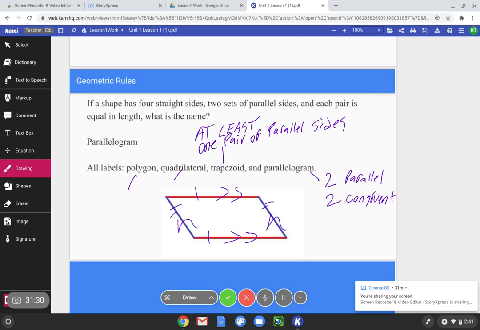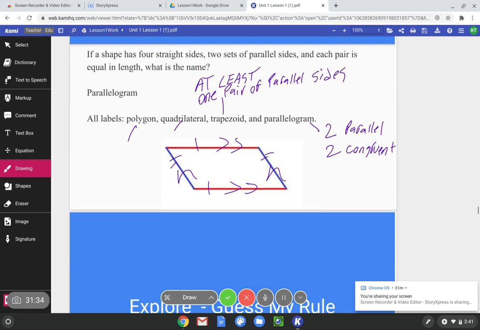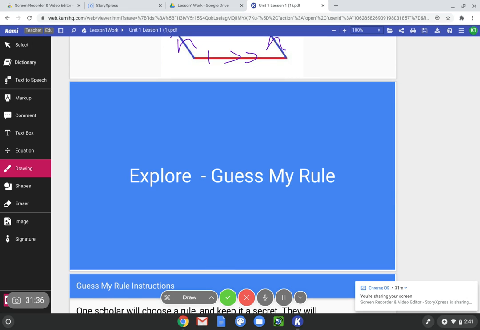So we use the attributes to figure out which families shapes are a part of. Explore. Guess my rule. We're going to do this activity in the next video. I hope you enjoyed this vocab review and applying the attributes we see to figure out which family shapes are a part of.